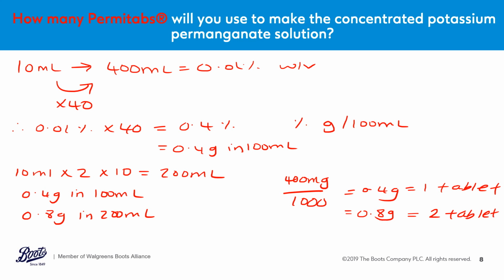If we go back to the question, it's asking us how many Permitabs we're going to need. The answer is 2.